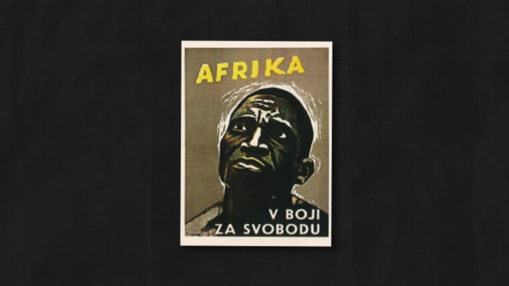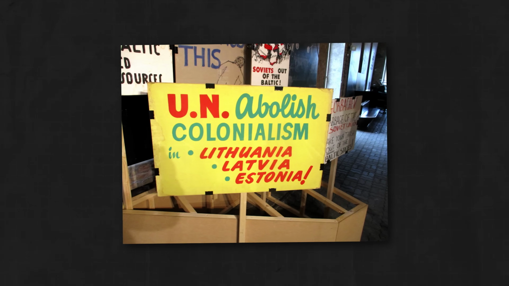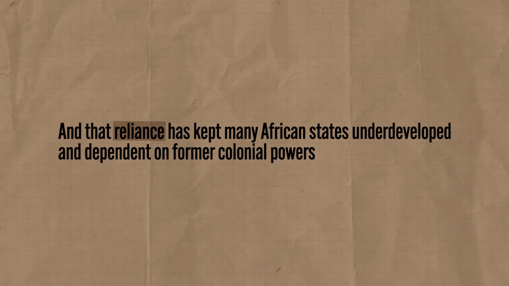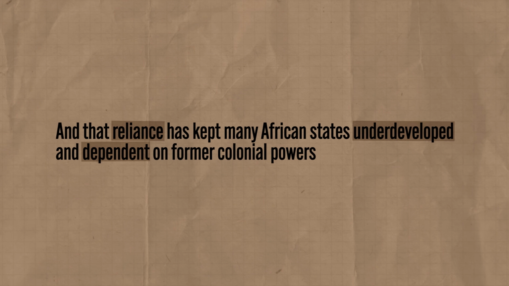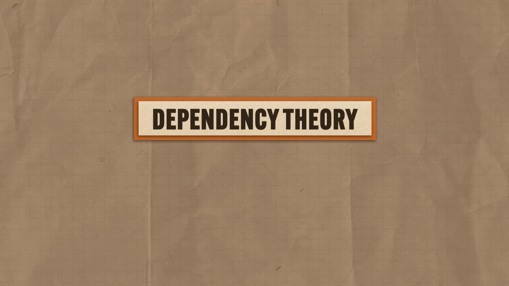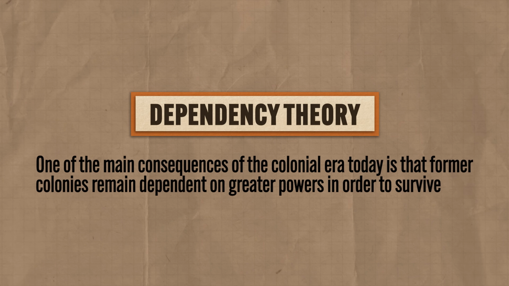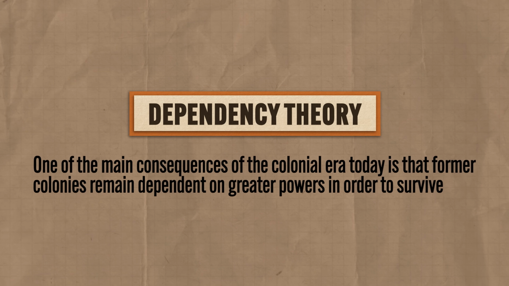Okay, so fast forward about 80 years and we see a massive wave of decolonization after World War II in Africa and throughout the world. But because African economies have been malformed to only serve the interest of European powers, even after their independence, they continue to rely on those economic partnerships. And that reliance has kept many African states underdeveloped and dependent on former colonial power. And this kind of relationship has been explained under the heading of dependency theory, which argues that one of the main consequences of the colonial era today is that former colonies remain dependent on greater powers in order to survive.